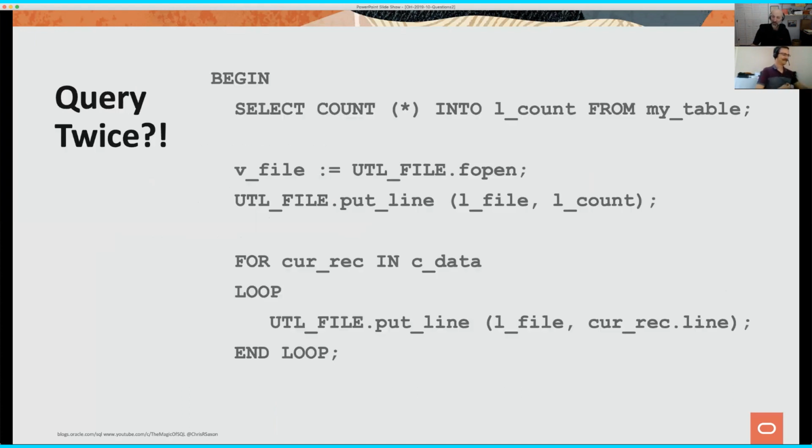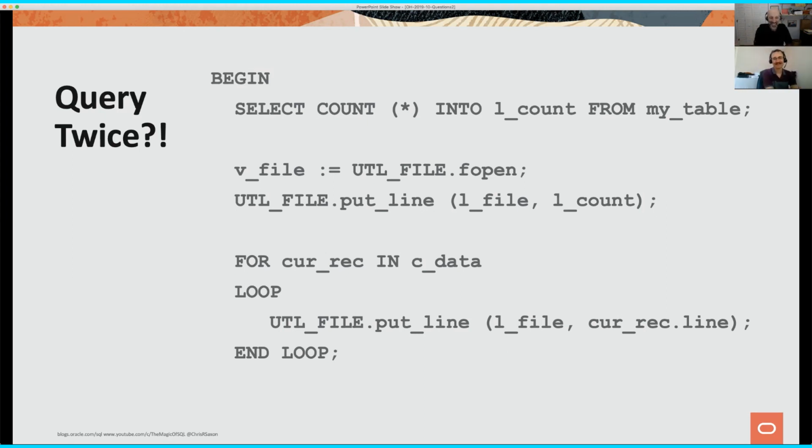Okay, so execute the query twice. I've taken my cursor, basically whatever was in the cursor, and I said, well, I'm just going to do that same query and get the count first, write the amount out, and then iterate through the data set and write out the line. So why wouldn't you do this? Chris, why not do this?